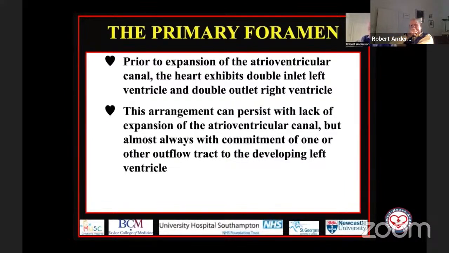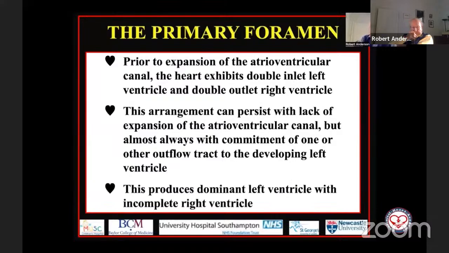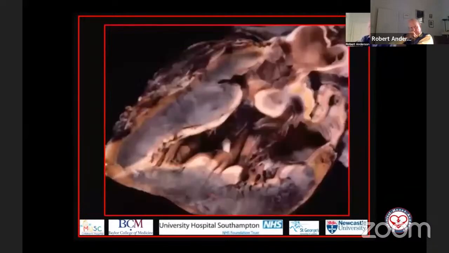But there has been one key stage, because when we see these hearts in postnatal life, almost always one of the outflow tracts has been committed to the developing left ventricle. So what we see are the variants. Those hearts we can group together because they have dominant left ventricle with incomplete right ventricle. And this perhaps is the exemplar of the dominant left ventricle. And this, of course, is double inlet left ventricle.